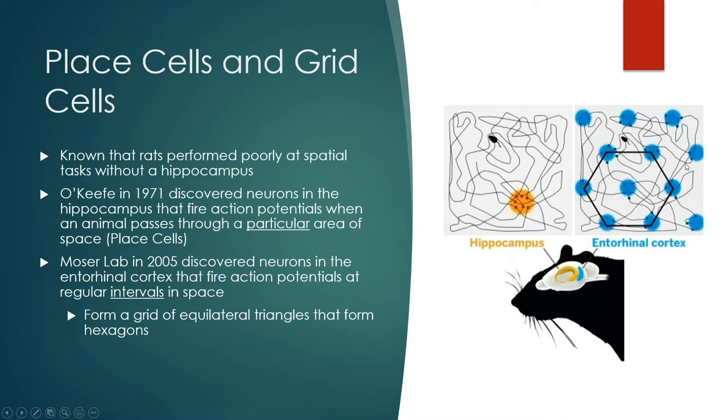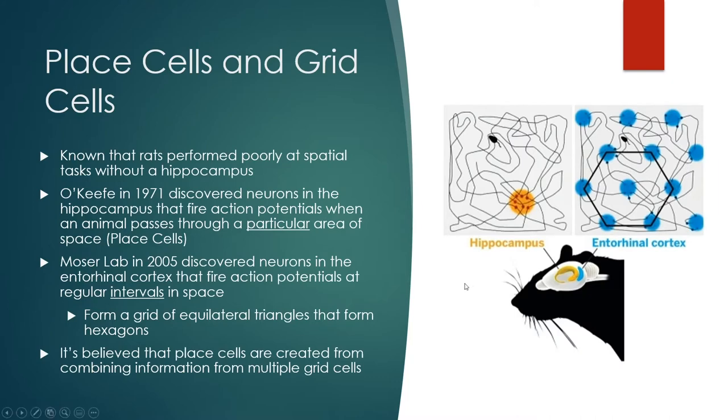And what they think is happening is that the place cells are in the hippocampus, and the hippocampus is getting information from the entorhinal cortex. So they think the grid cells are allowing place cells to form, that the place cells are using the grid cells. This is just one grid cell depicted over here. There's another grid cell that maps out a different grid of space, and then another one that maps out another, and they're all overlapped on each other.